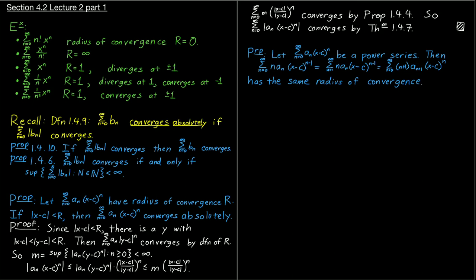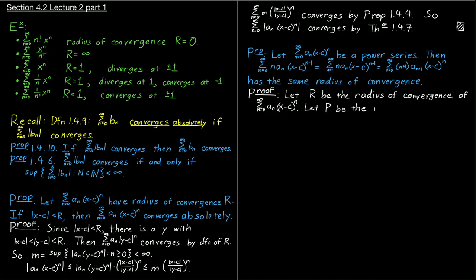So let's prove this. Let R be the radius of convergence of the original series, and let P be the radius of convergence of the new series.